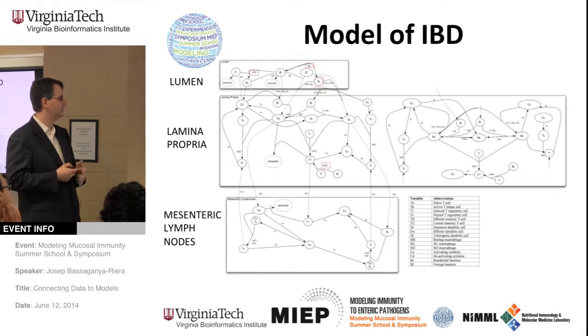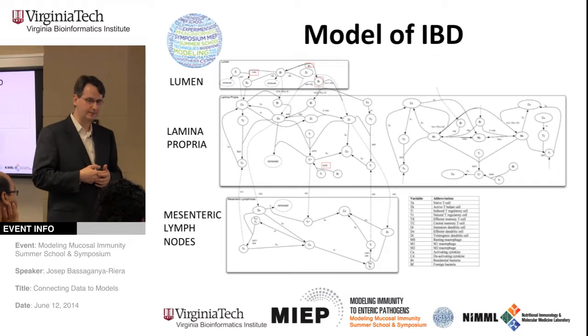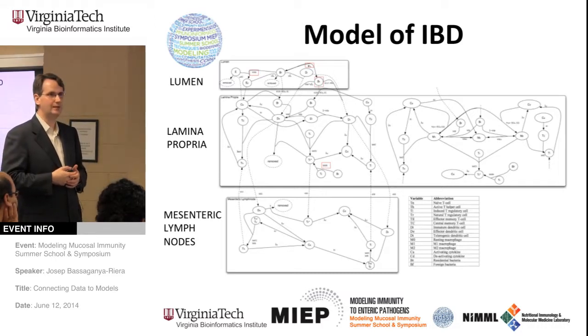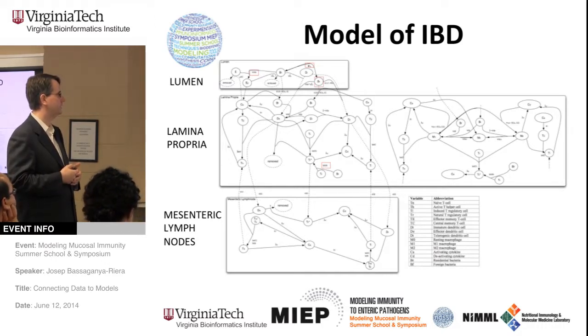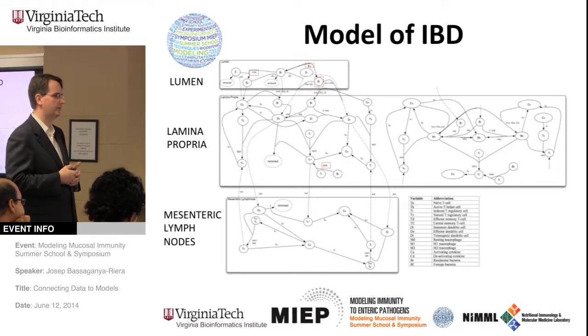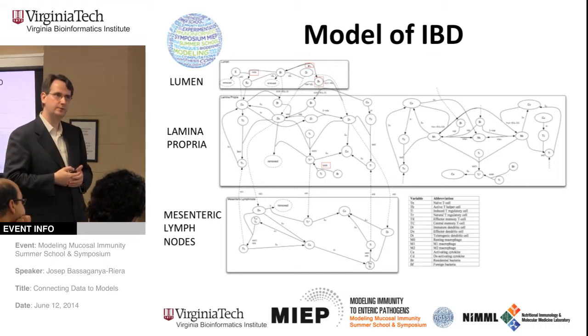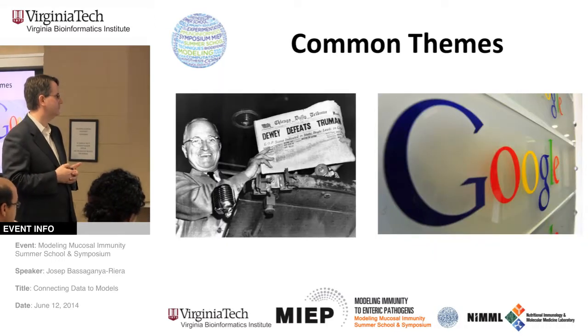This is the slide that Madhav presented and that I decided to present to show the legacy of how the story started, that was the first model of the lumen, lamina propria, and mesenteric lymph nodes showing the interactions in the context of inflammatory bowel disease. And we hope to continue to develop this model further, not under this program, but probably through other programs.